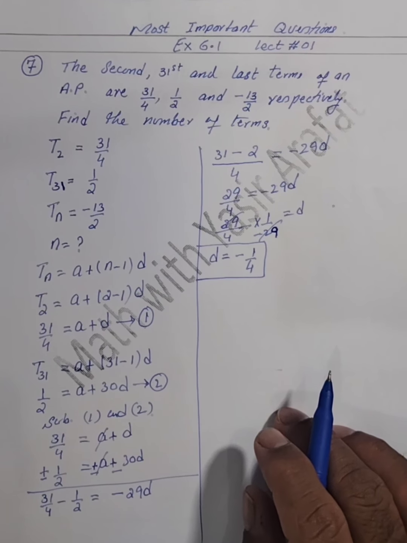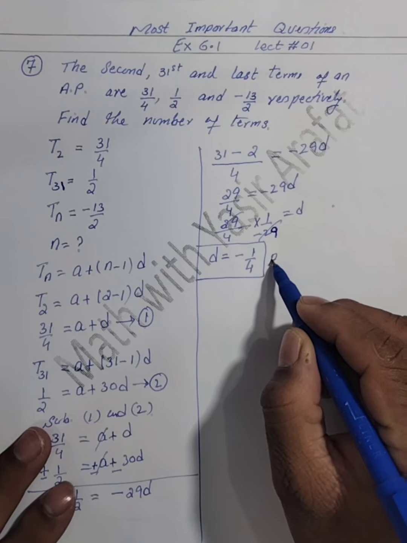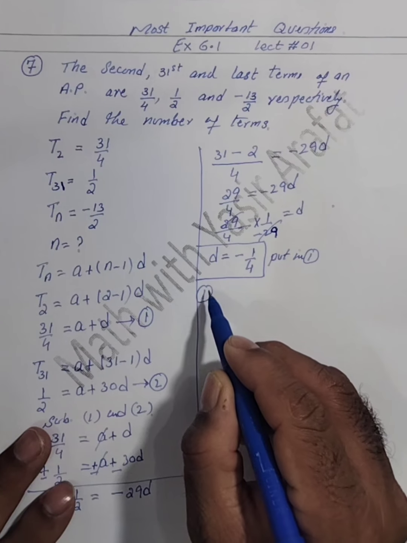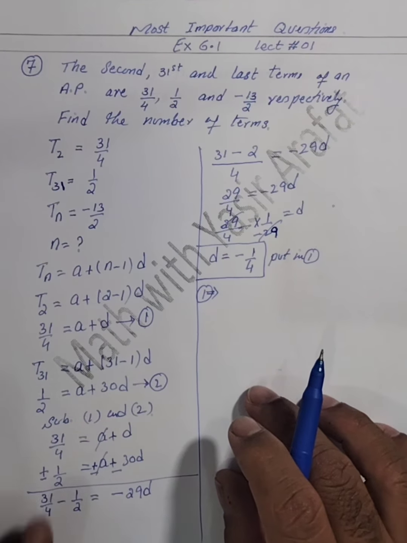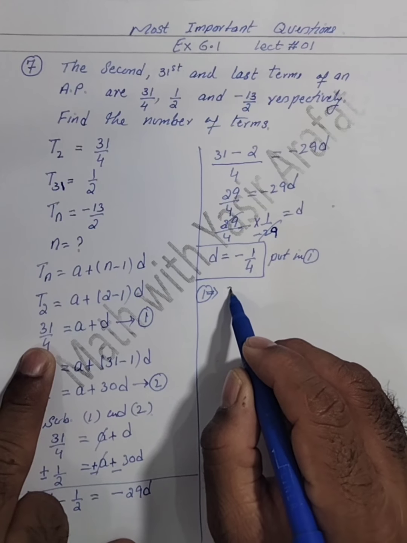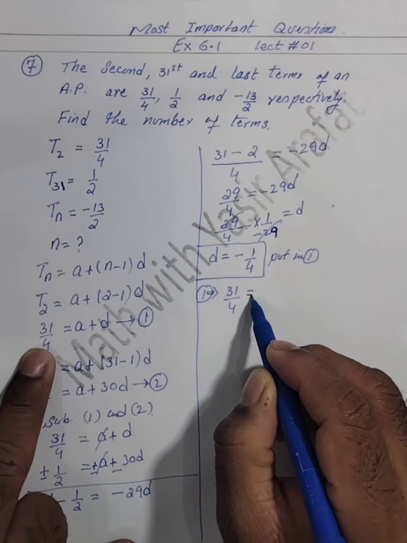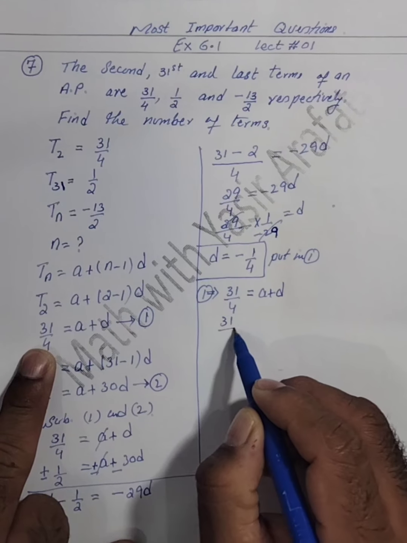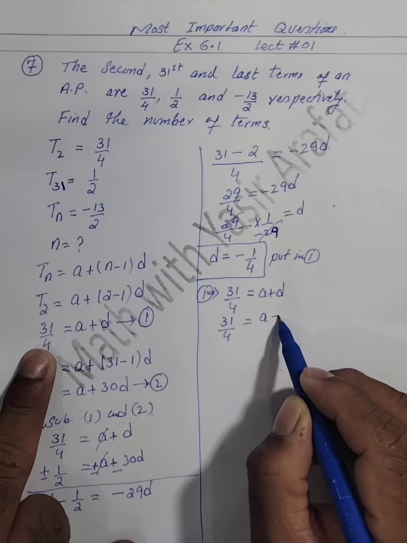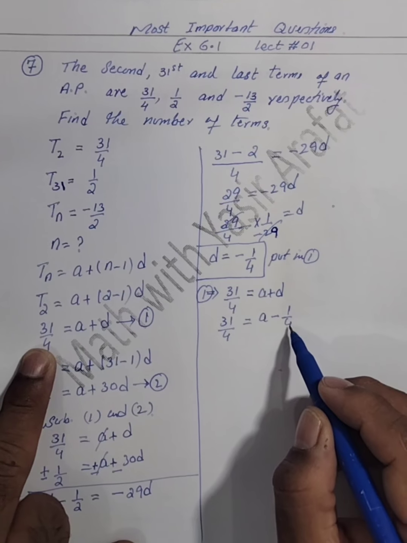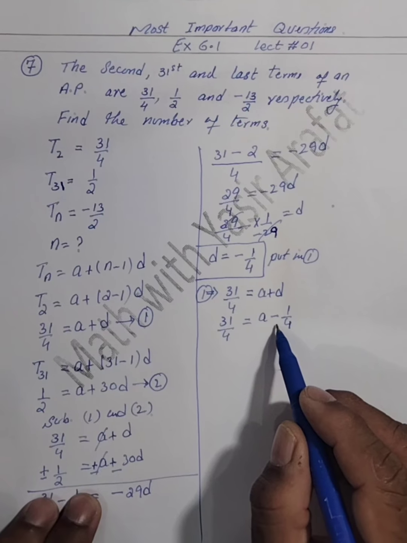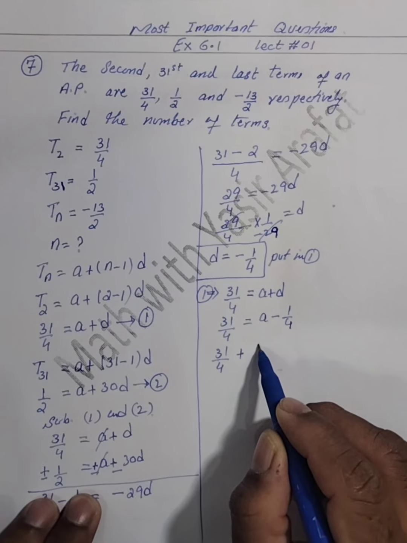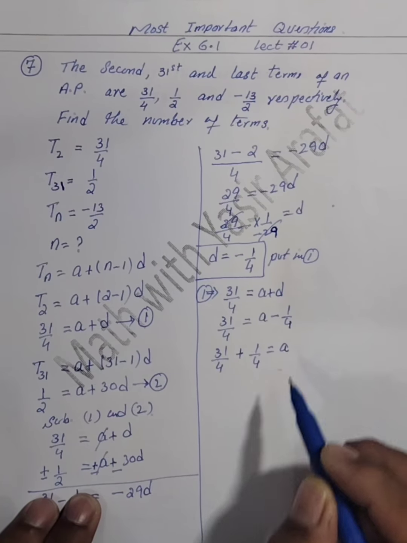Now we have to put this value in equation number 1 to find out the value of A. So this is equation number 1. 31 over 4 equals A plus D. So this is 31 over 4, A, and what is D? Minus 1 upon 4. So we have to shift this minus 1 upon 4 to the left hand side. So this is plus 1 upon 4, it equals A.